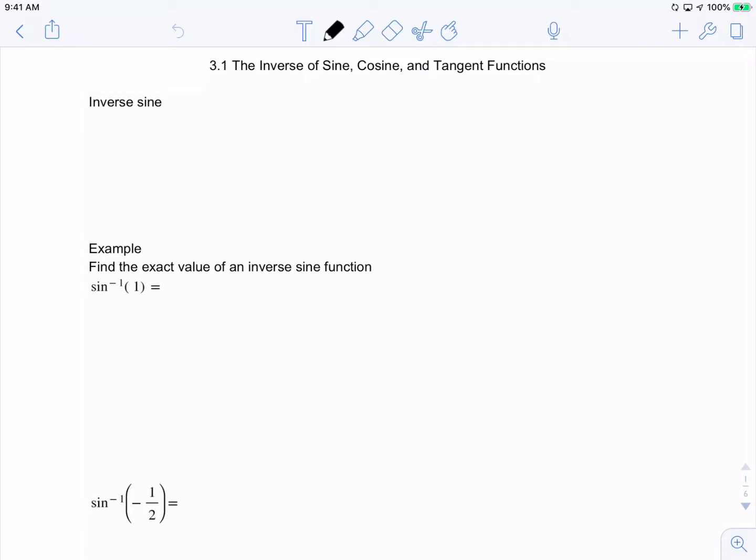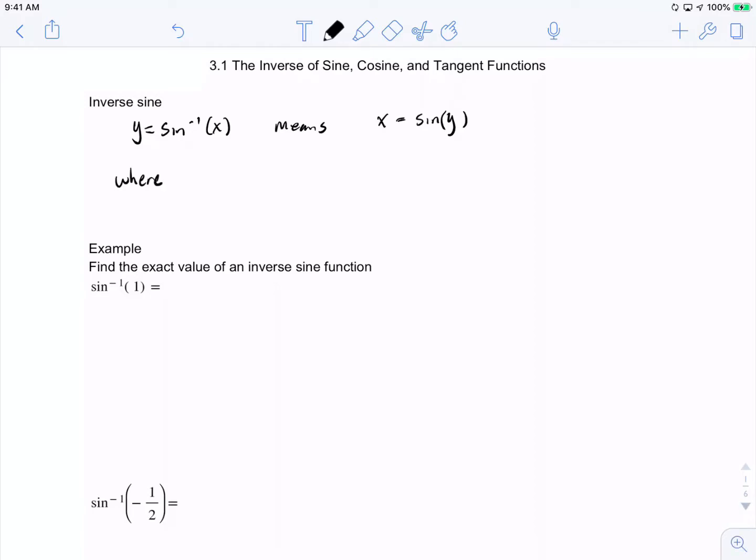The first thing we're going to talk about is some properties for sine. Sine inverse of x simply means that x is equal to sine of y. So really, when we have y is equal to sine of x, all we've done is switch x and y.